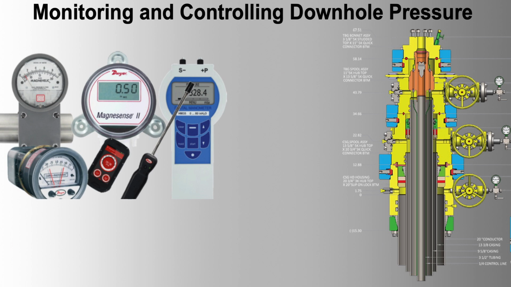Example issue 3. Calibration drift. Problem. Pressure sensors drifting out of calibration over time. Solution. Implement a routine calibration schedule and use calibration devices capable of being deployed downhole to recalibrate instruments in situ.